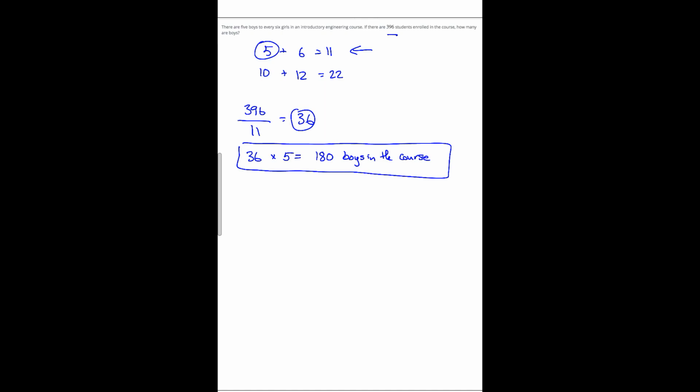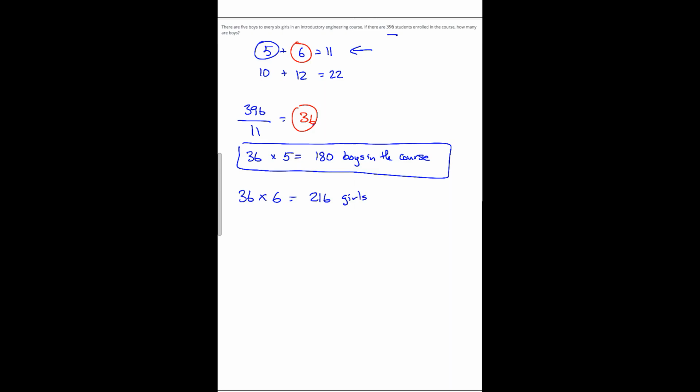Remember, we have to have a total of 396 students. If we do the same process, if we take this 36, which I'm going to write in a different color, and multiply it by 6, we get 216 girls in this class, because the 6 at the top corresponds to the number of girls in the class.